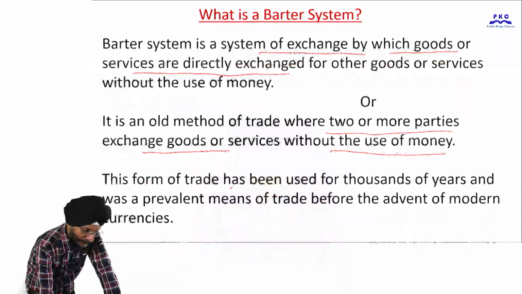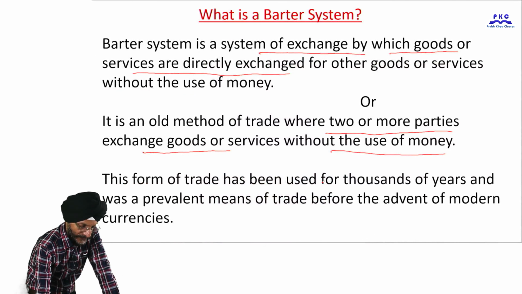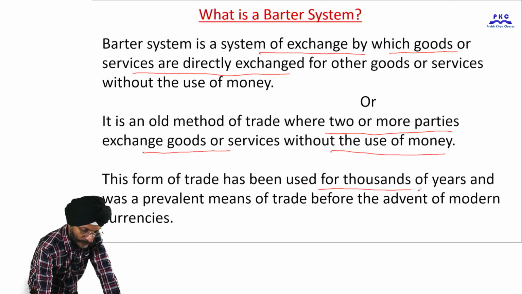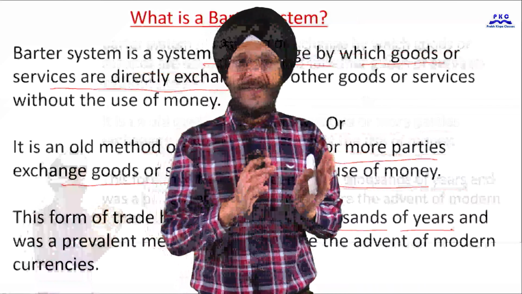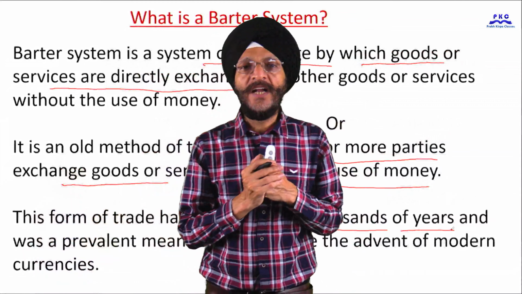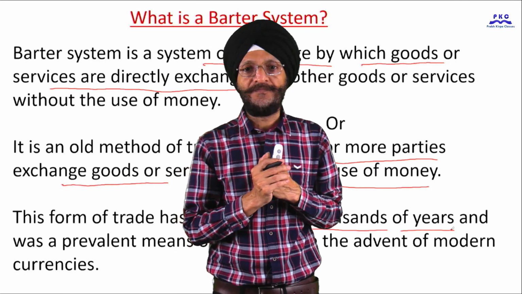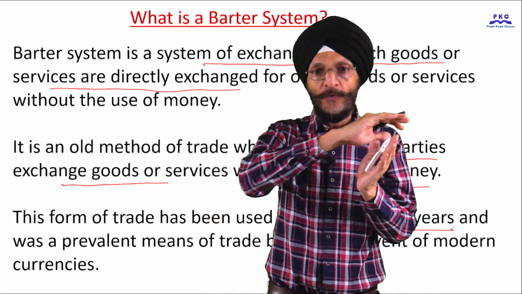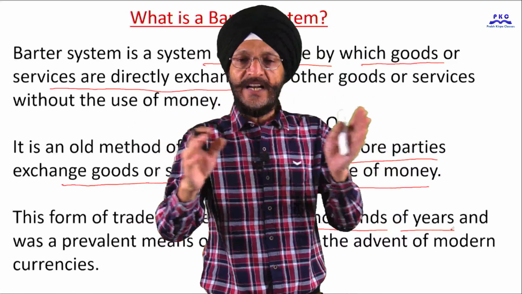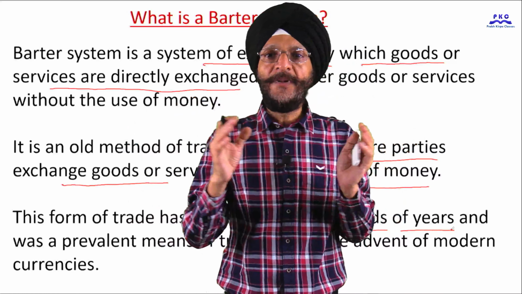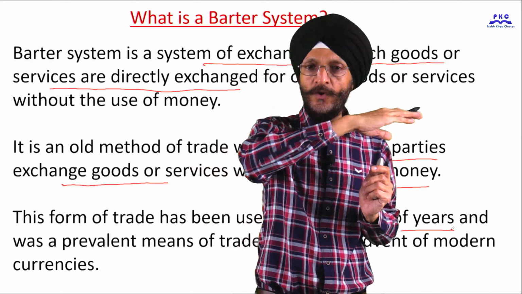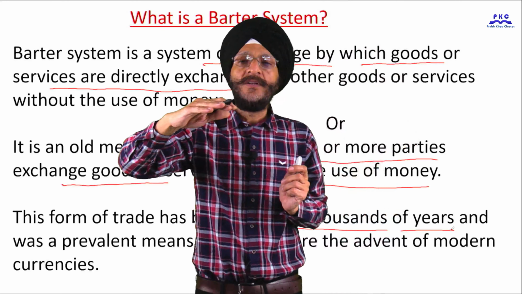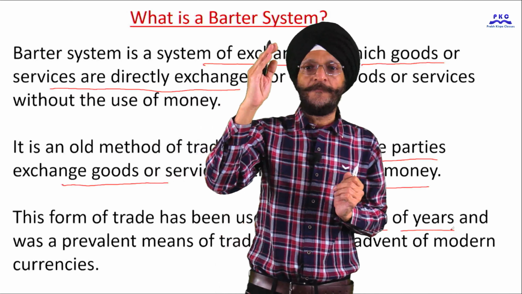The barter system, that is this form of trade, has been used for thousands of years and was a prevalent means of trade before the advent of modern currencies. This system of barter, that is direct exchange of goods and services between persons, remained in force for thousands of years. It was prevalent thousands of years ago and it remained in vogue for thousands of years.